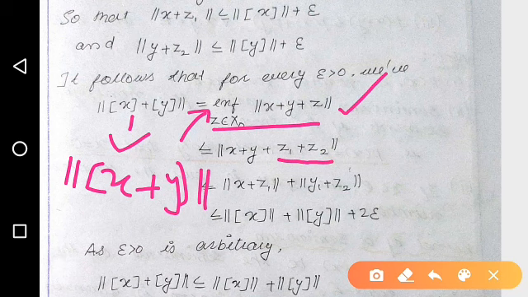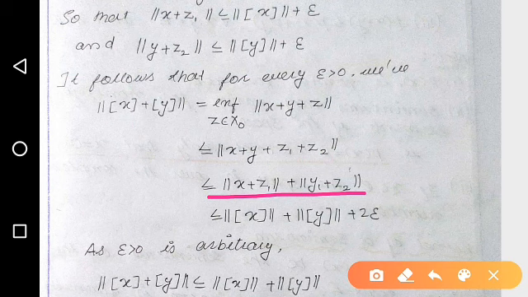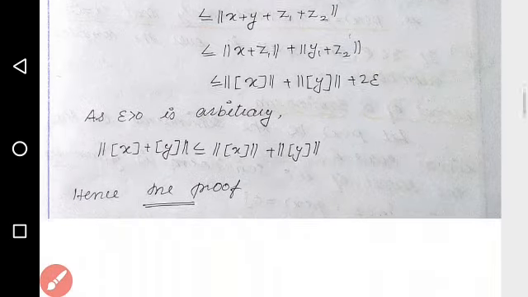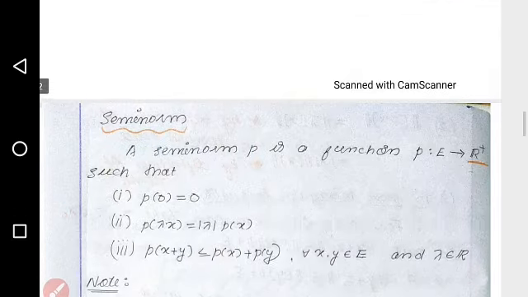And by triangular inequality of a norm, we can write like this: norm of x plus z1 plus norm of y plus z2, which is less than or equal to norm of coset x plus norm of coset y plus 2 epsilon. Now since epsilon is greater than 0, we prove the triangular inequality for the quotient norm. So this is hence the proof.